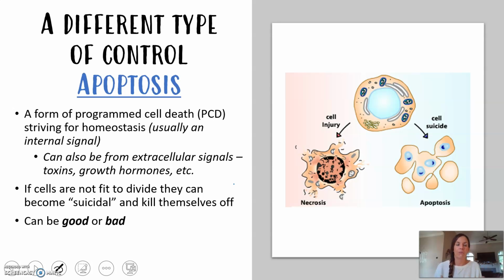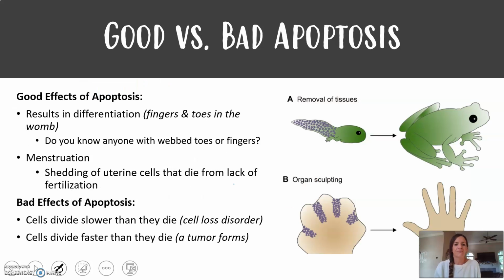So it's almost called cell suicide. But I know what you're thinking. Oh my gosh, this all sounds so terrible, right? But it can actually be good too. So let's talk about good versus bad. So apoptosis in a good way is why you have fingers and toes, right? Do you know anybody that maybe has a webbed toe or a webbed finger? My cousin, he has webbed toes, right? So that means apoptosis didn't happen when he was in the womb. So it resulted in those webs.